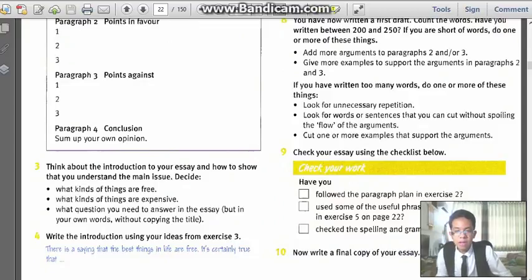Think of the introduction to your essay and how to show that you understand the main issue. Decide what kinds of things are free, what kinds of things are expensive, and what question you need to answer in the essay, but in your own words without copying the title.